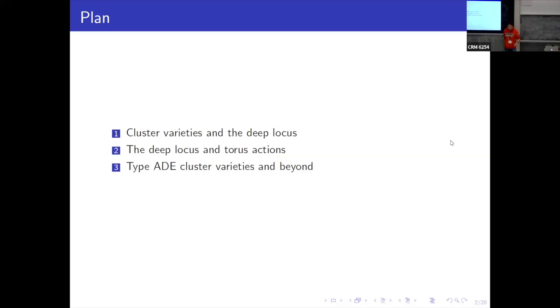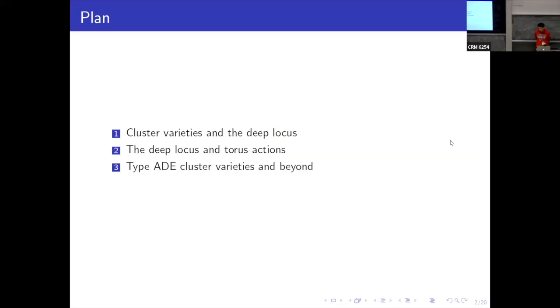Basically, what the deep locus is for type AD cluster varieties and some other cluster varieties that include, for example, the maximal positroid strata in Grassmannian 3N. That's as much as we can do right now. I will tell you what the main idea is and what are the problems implementing this idea beyond this case.